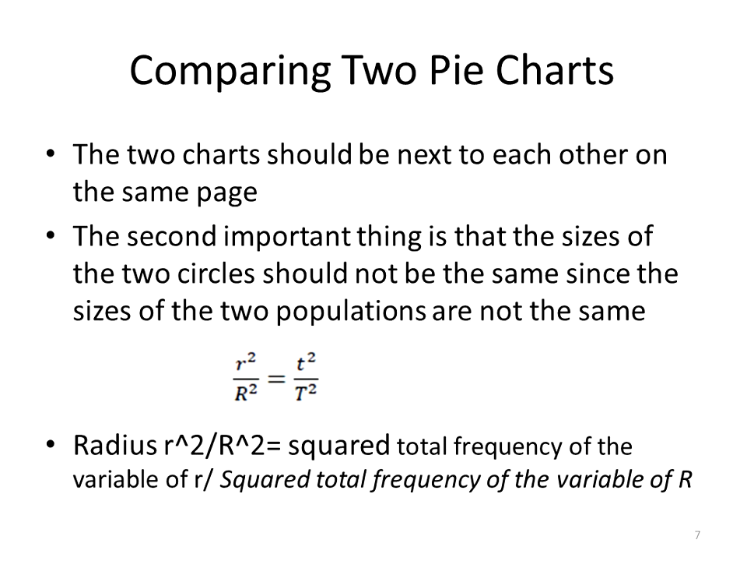Now the pie chart can be used to compare things together. When you're comparing pie charts, the two charts should be drawn on the same page or next to each other. The next thing is that the sizes of the two circles should not be the same, since the sizes of the two populations are not the same.